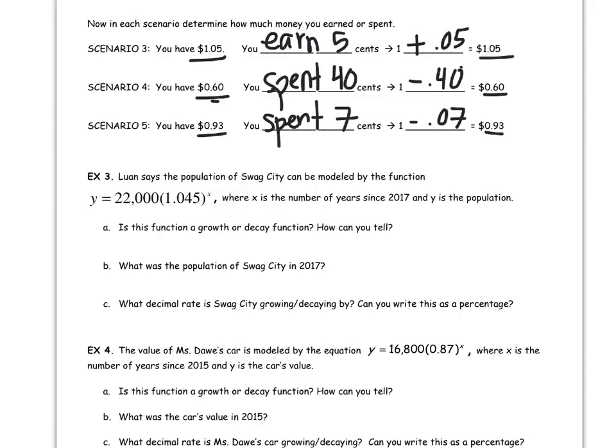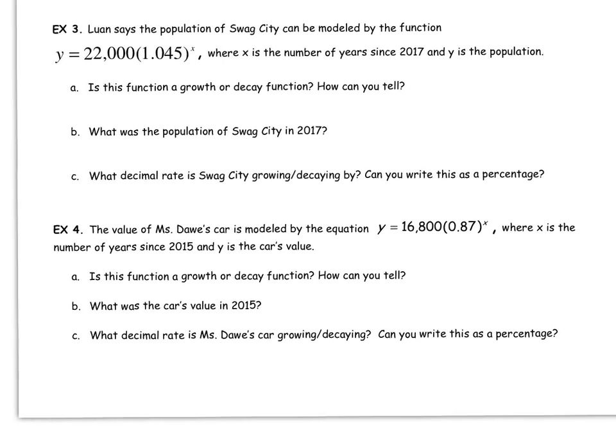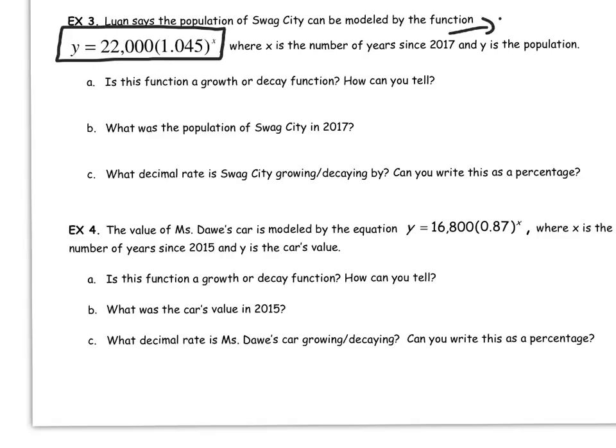So this idea is going to be really helpful when we move on with our topic 3. So I'm going to a lot of times refer to money when we do these problems. All right, so example 3, this is about Luan. It says, Luan says that the population of Swag City can be modeled by the function, and he wrote this equation, y equals 22,000 in parentheses 1.045 to the x power. It says x is the number of years since 2017, which means 2017 is our initial or our starting year.